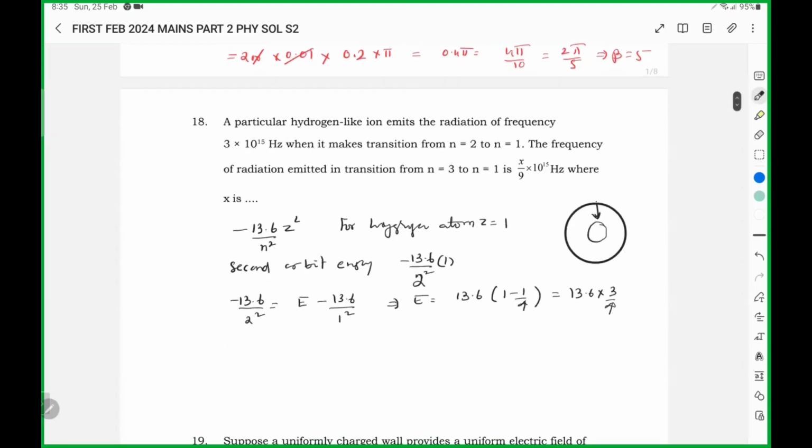Similarly, when the electron jumps from the third orbit to the first orbit, in that case the energy emitted will be 1 minus 1 by 9.